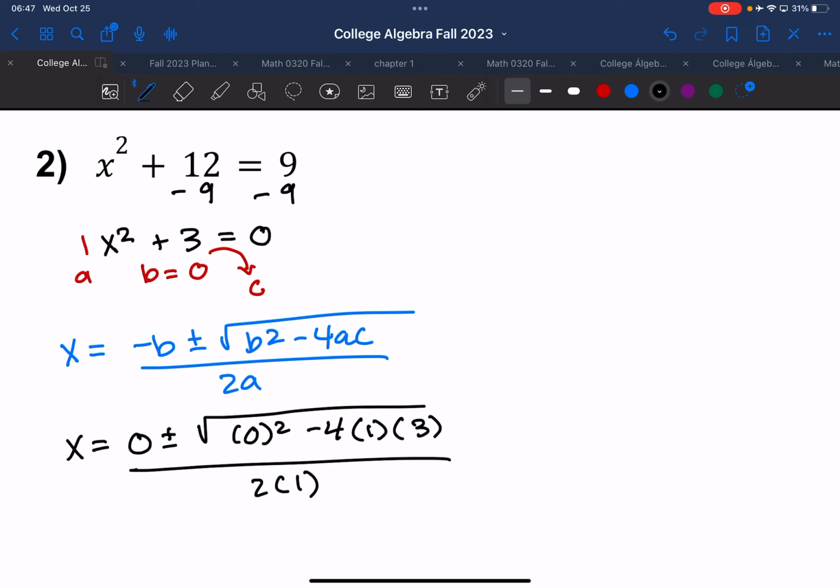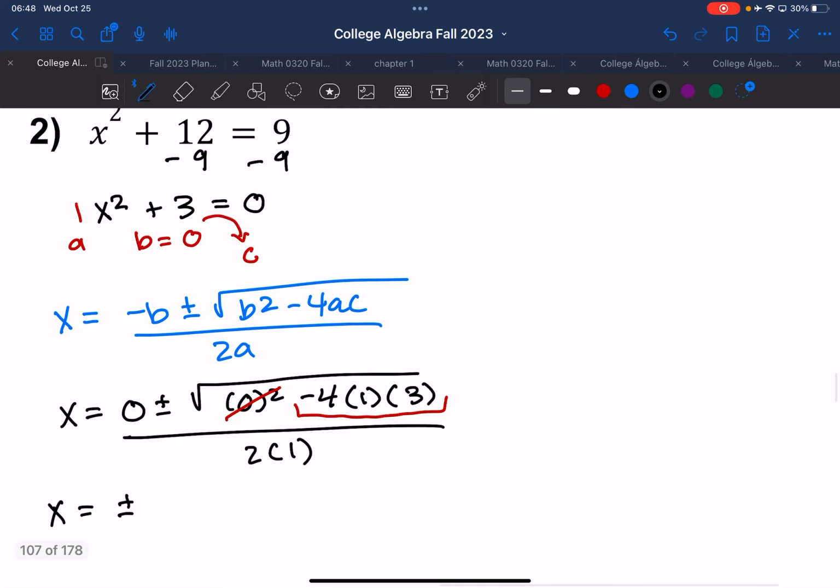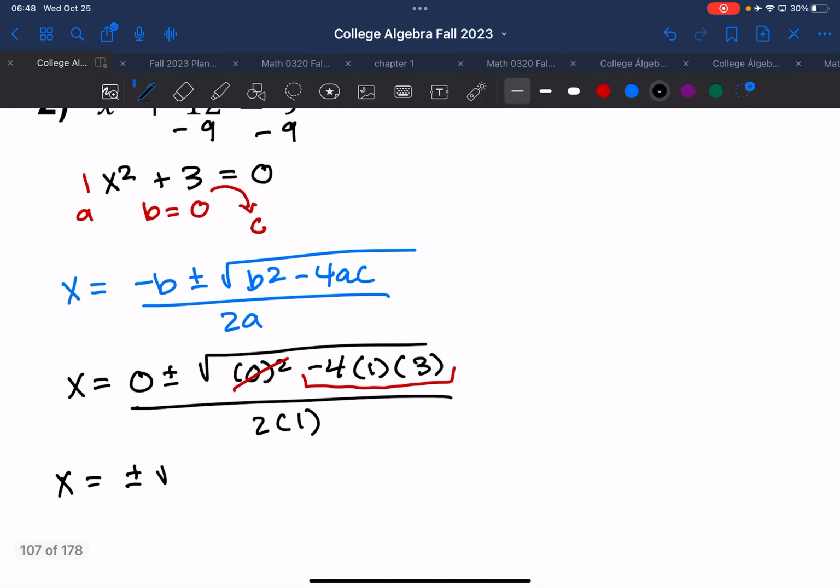Okay. Since we have that 0 squared here, you could just type this part into your calculator. Negative 4 times 1 times 3, and that gives us what? Negative 12. So we have x is equal to plus or minus, because I don't need to write that 0 in the front anymore, the square root of negative 12 all divided by 2.